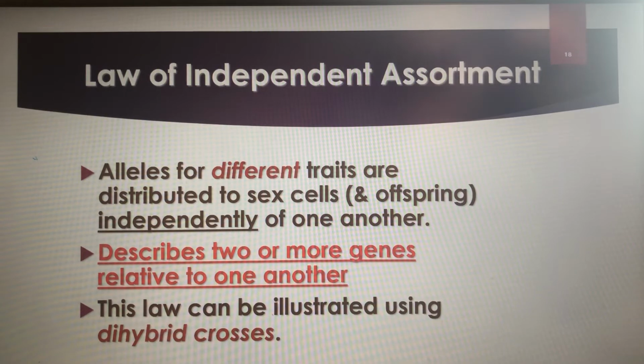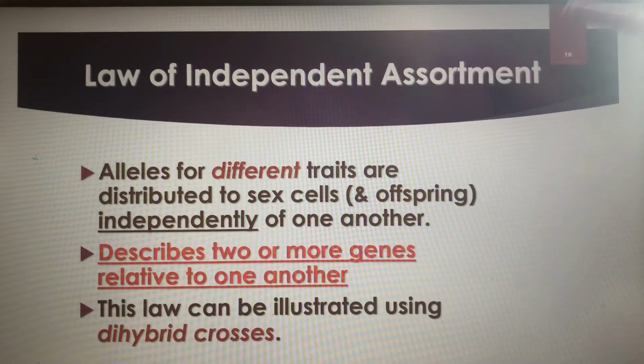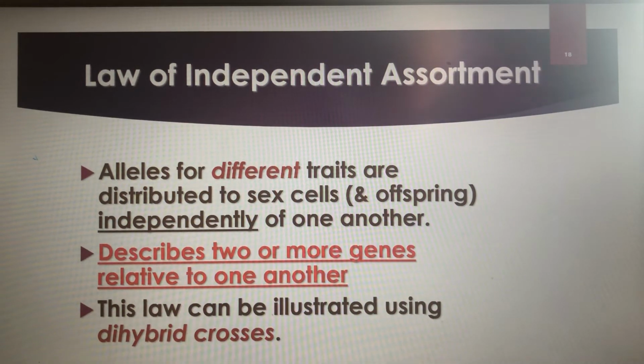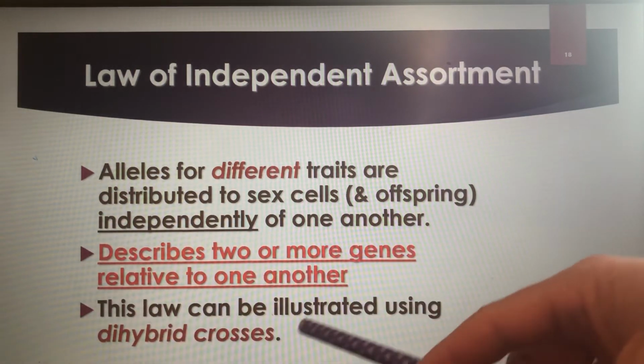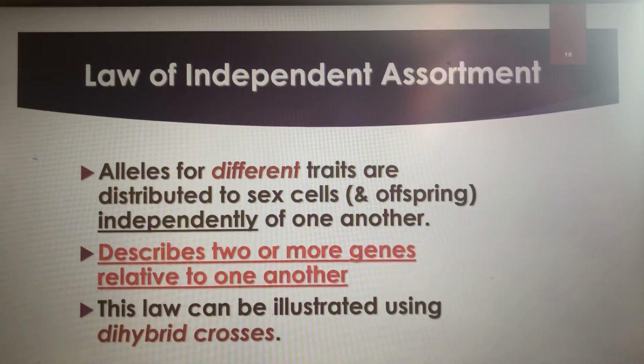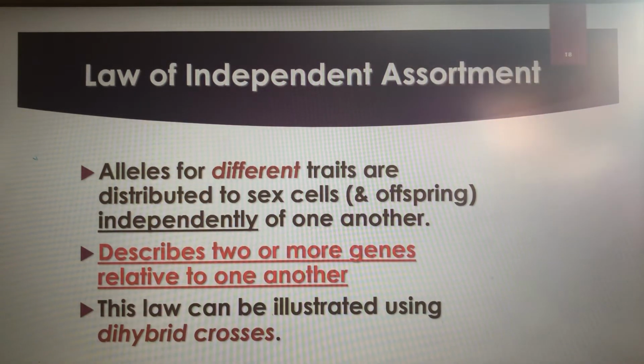Do all genetics that we study follow the law of segregation and the law of independent assortment? No, not all traits will follow the law of independent assortment, because we have some traits that are so-called linked. We can show the law of independent assortment by dihybrid crosses, showing how these alleles will segregate independently.